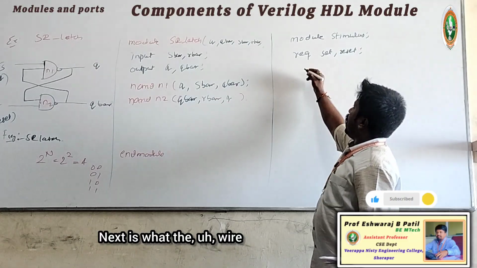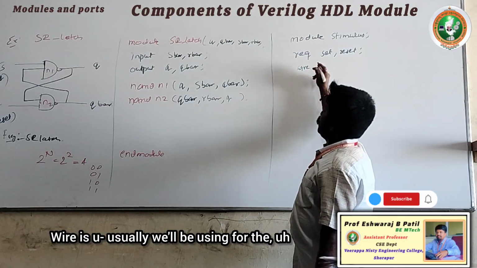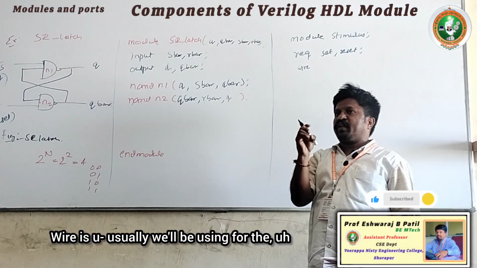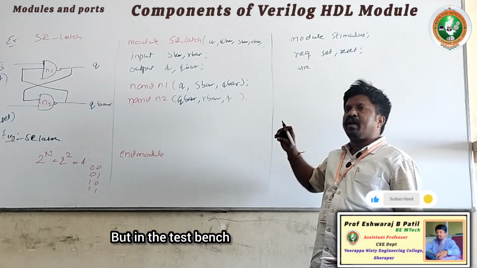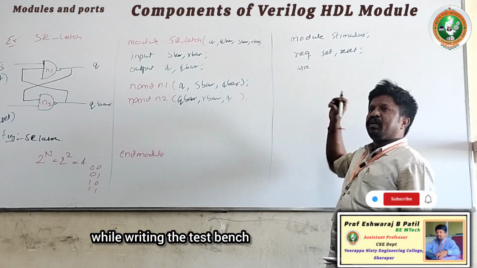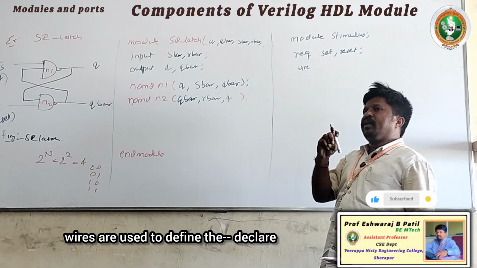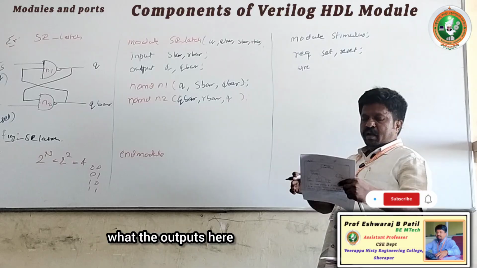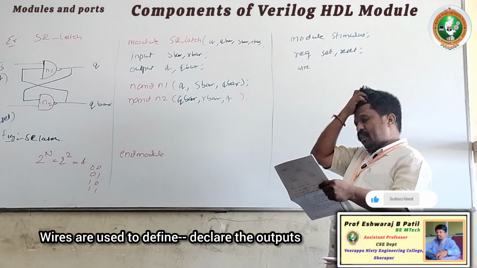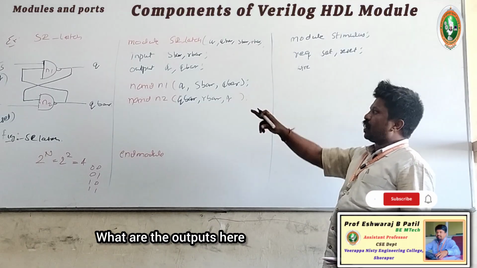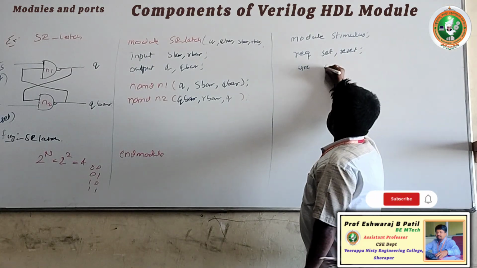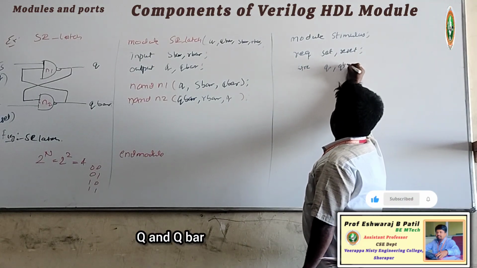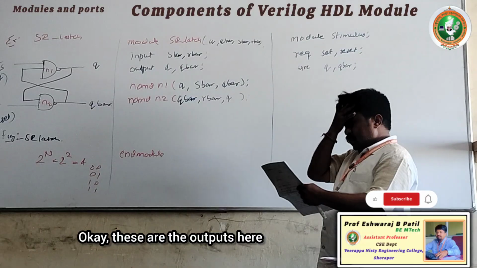Next is the wire. Wire is usually used for declaring the inputs, but while writing the test bench, wires are used to declare the outputs. What are the outputs here? The Q and the Q bar. Okay, these are the outputs here.